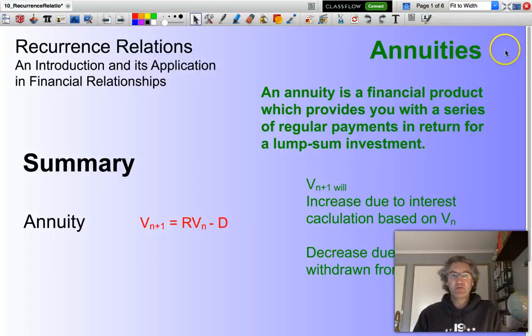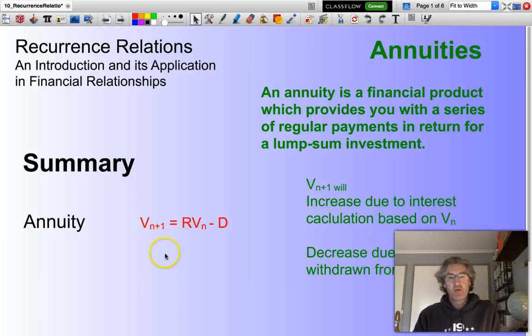In this presentation, we will be looking at annuities. An annuity is a financial product which provides you with a series of regular payments in return for a lump sum investment. It's effectively the opposite situation to a reducing balance loan.